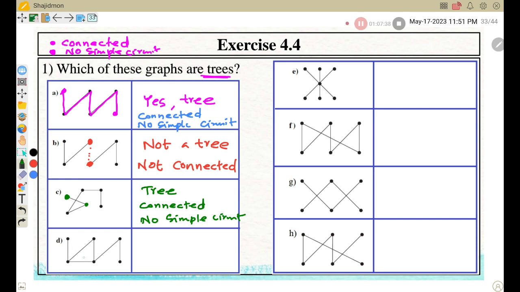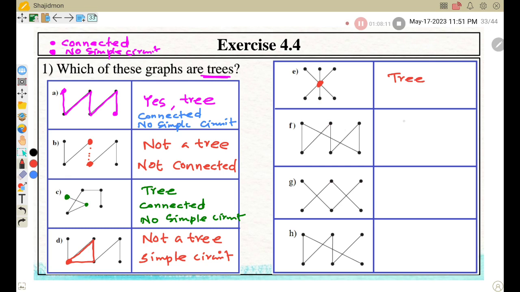Now what about D? D is not a tree. Why is it not a tree? Because there is a simple circuit. You can see, for example, starting from here, going here, and coming again to the same vertex, there is a triangle. There is a simple circuit. So it is not a tree because there is a simple circuit. Hope you understood. Now E graph. What about E? Yes, it is a tree, because it is connected and there is no simple circuit.